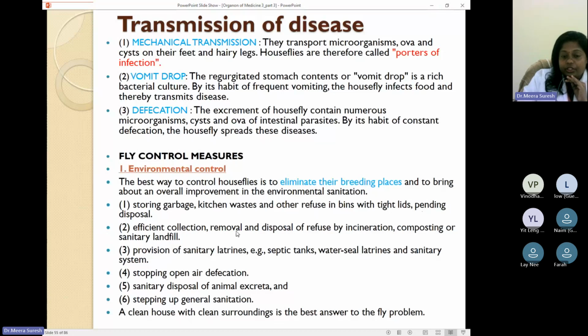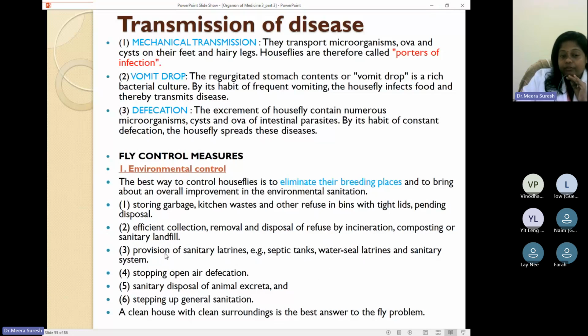There should be efficient collection, removal and disposal of refuse, and that can be done by incineration, burning it off, composting, that is depositing it under the soil, or even sanitary landfill. This is usually done in case of a large quantity of disposal. Provision of sanitary latrines, for example, septic tanks, water seal latrines, and sanitary systems. The septic tanks and water seal latrines, we'll see in the next chapter.